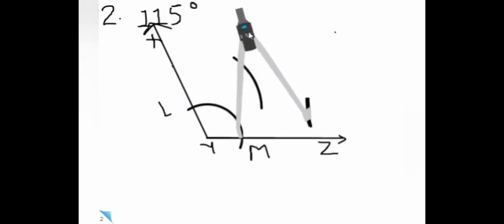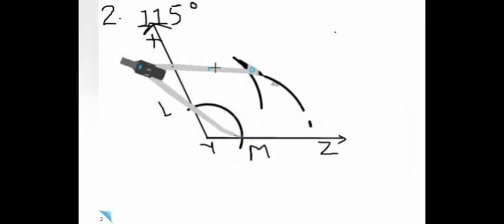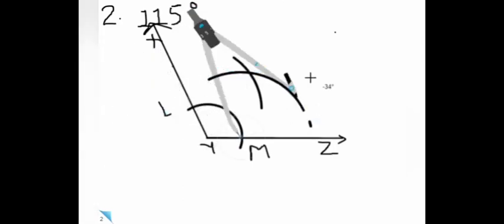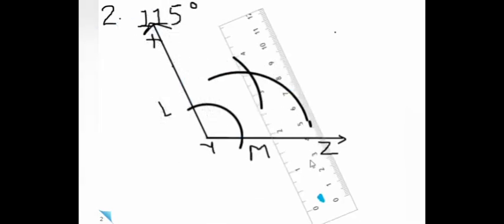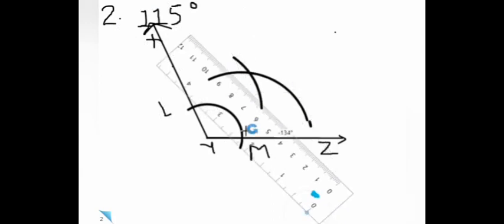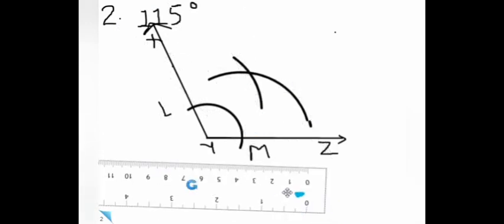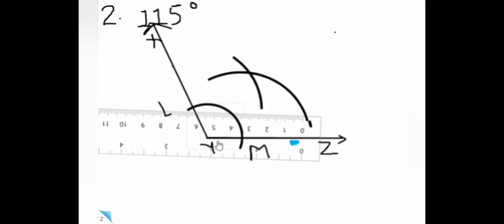And I will draw an arc. Done. Now I will lift my compass and keep it aside. Take my scale, and now with the help of the scale you are going to join vertex Y and the intersection.